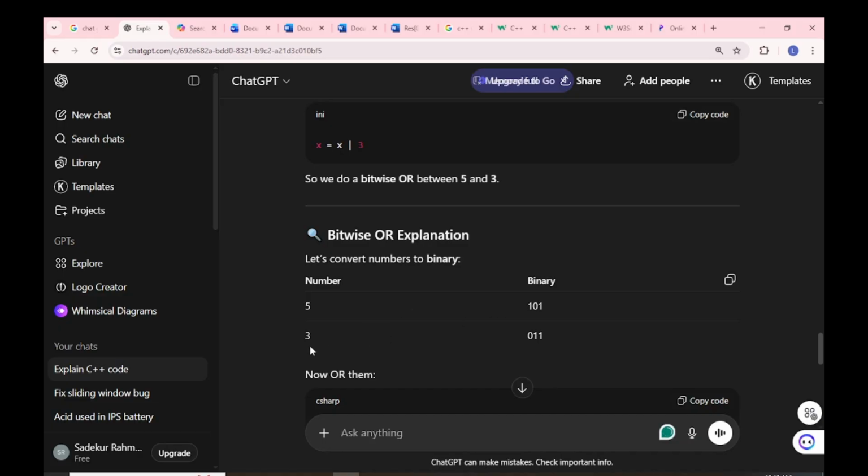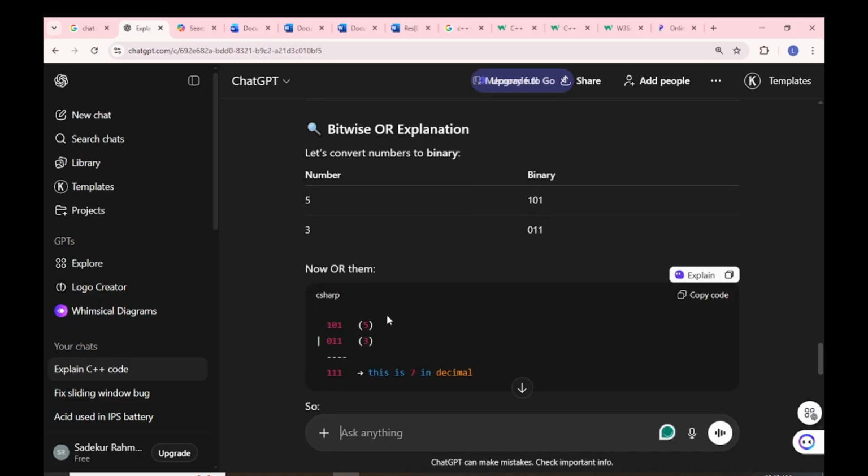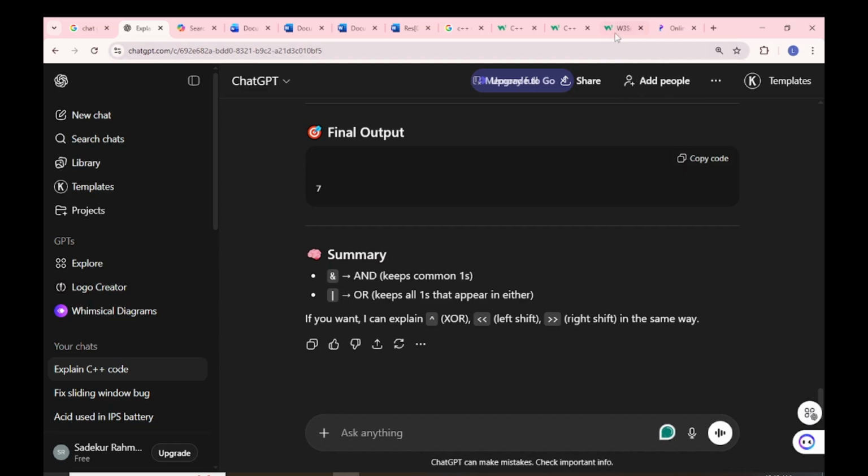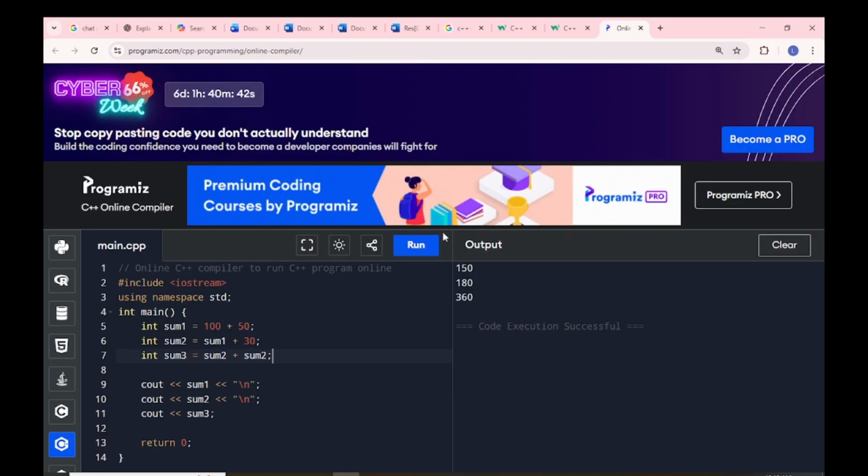So 5 is 101, and 3 is 011. If in both places we have 1, then the final output would be 1. And if any of the inputs is 1, then the output is 1. So 111. This is 7 in decimal. So 7 would be the output.